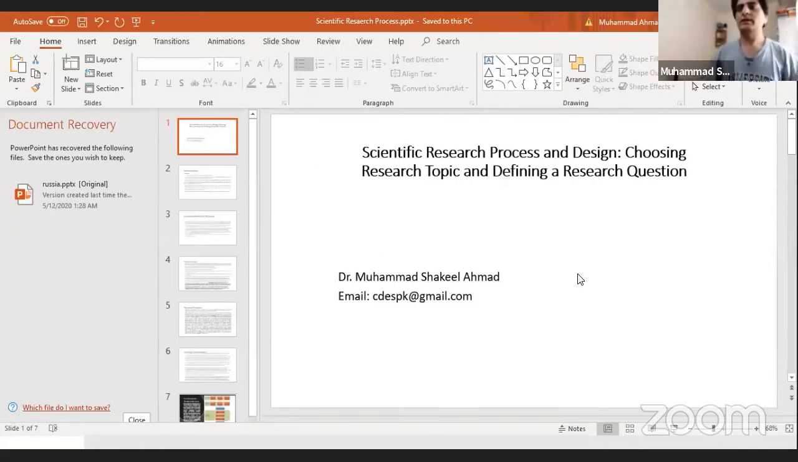So this is my today's topic of discussion, that is scientific research process and design, choosing research topic and defining a research question. So in this discussion, I will introduce you about how to formulate a research question and how to develop a research process and how to develop a research proposal.